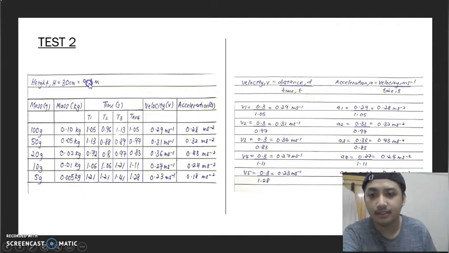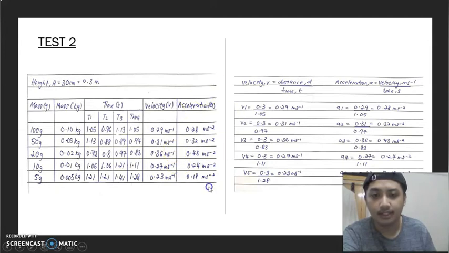So the distance is 0.3 over the time, which is the average time that we got. So for the 100 gram, the velocity that we got is 0.29. For 50 gram we got 0.31. 20 gram we got 0.36. 10 gram we got 0.27. 5 gram we got 0.23.